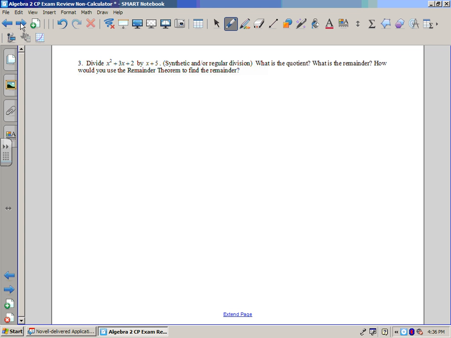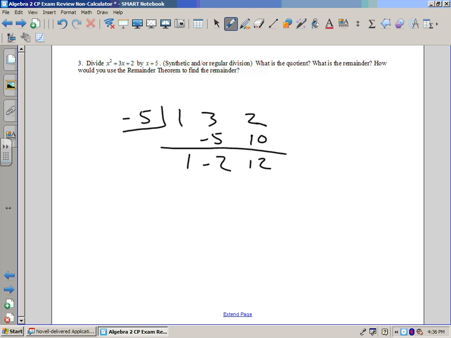Number 3, divide x squared plus 3x plus 2 by x plus 5. I'm going to use synthetic division. Here's my negative 5. I put a 1, 3, and a 2. I'm going to drop my 1, gives me a negative 5, gives me a negative 2. Negative 2 times negative 5 is 10, gives me a 12. My answer is x minus 2 with a remainder of 12, or x minus 2 plus 12 over x plus 5. The quotient is x minus 2.